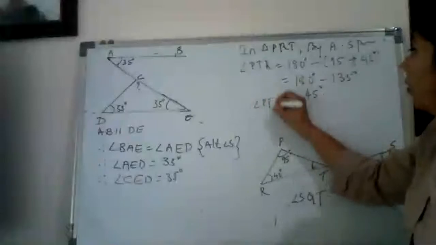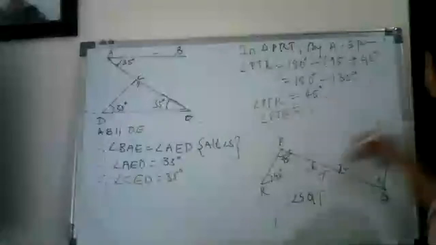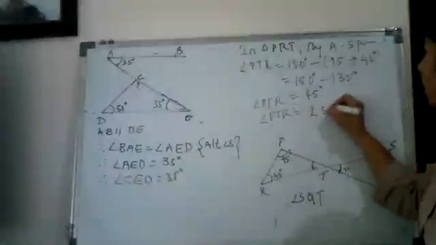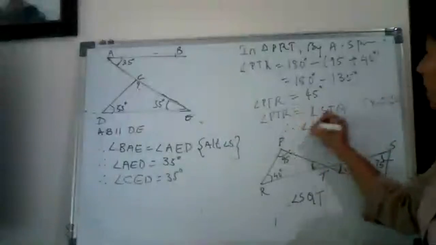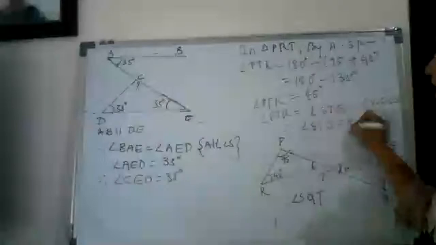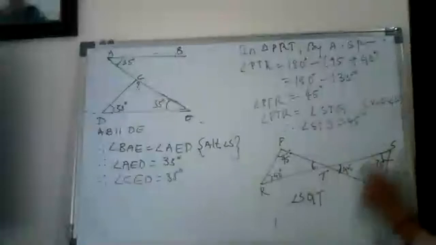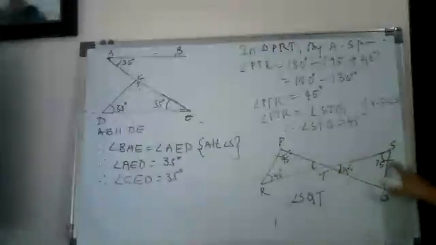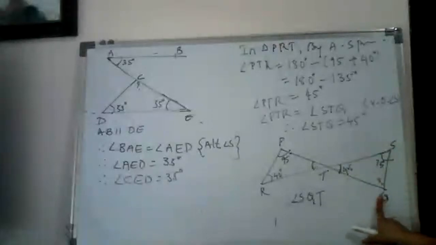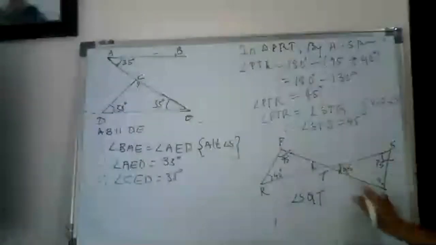Now angle PTR is equal to angle STQ, vertically opposite angles, and therefore angle STQ you get is also 45. And now you get this as 45. So again by angle sum property you get the third one. So 45 and 75, 4 and 7, 11, 120. So 180 minus 120, we get this as 60 degree. So again by angle sum property, you get this as 60 degree.